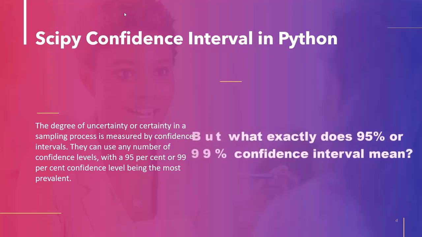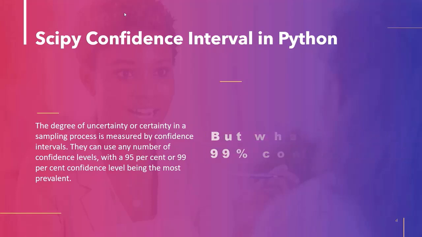But what exactly does a 95% or 99% confidence interval mean? A range of figures within which you can have a 95% or 99% degree of certainty that the genuine population mean is contained is known as the confidence interval. If the sampling process were repeated several times, approximately 95% of the intervals obtained may capture the genuine population mean. Let's move to the next topic, Python SciPy confidence interval t-distribution.